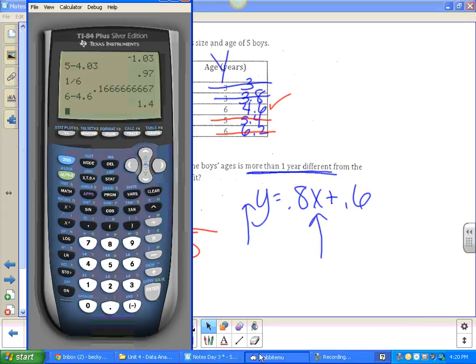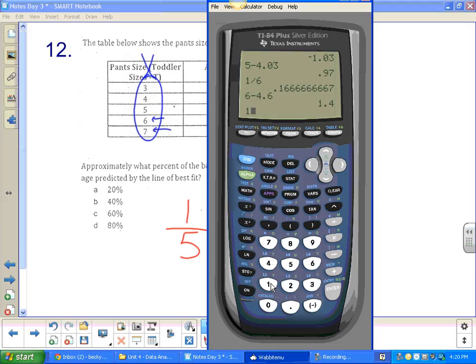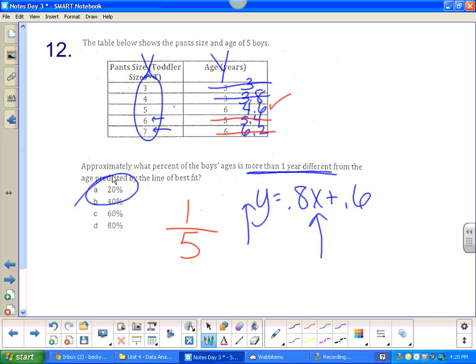So to figure out the percentage, I just do 1 divided by 5, which would give me 20%. So the answer is A.